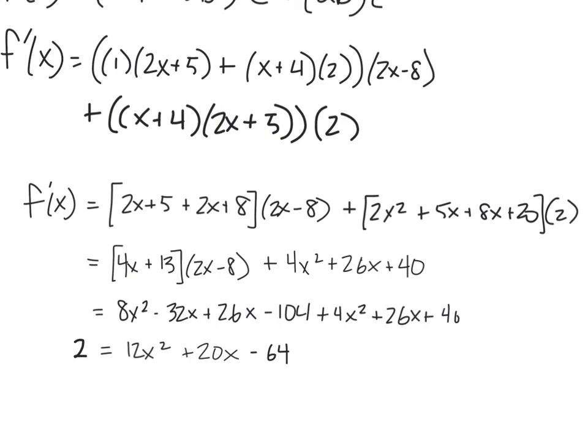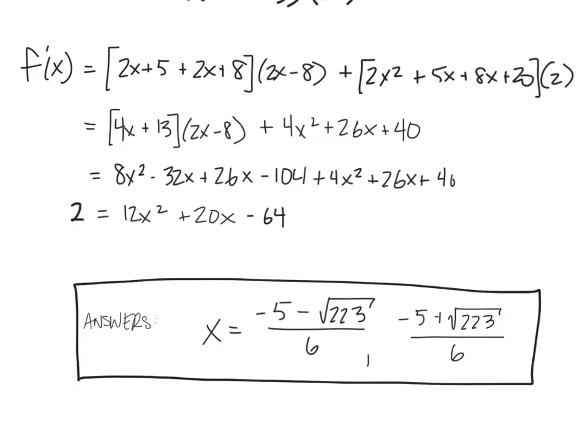You can use any method you want to try to solve this. Remember, we've got to move that 2 to the other side. Maybe use the quadratic formula, maybe try to factor it, and see what you get. Pause your video here and I'll give you the answers in a second. So you end up having to use the quadratic formula to solve this equation, and these should be your answers: negative 5 minus root 223 over 6 and negative 5 plus root 223 over 6 are the exact answers. Remember, these are the locations where the slope of the tangent is equal to 2.